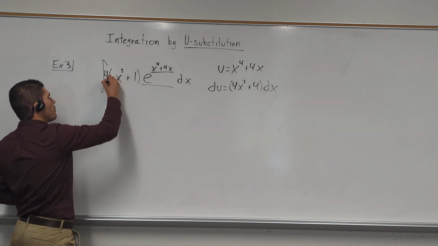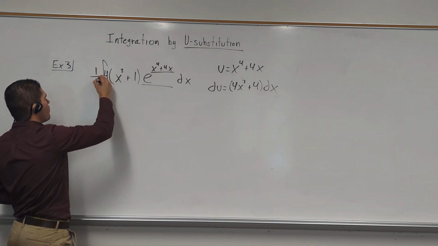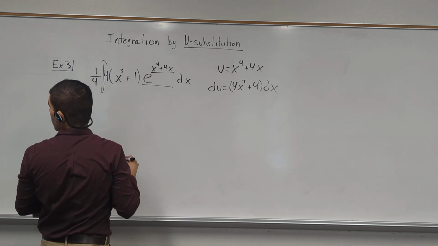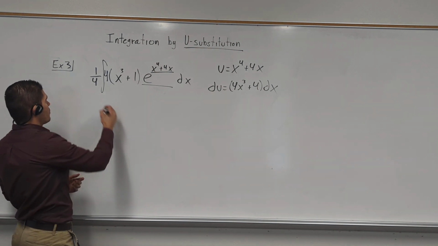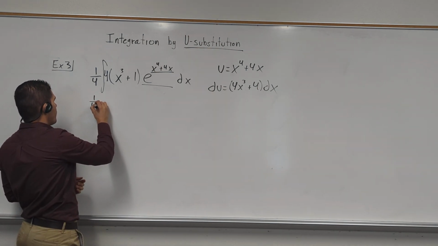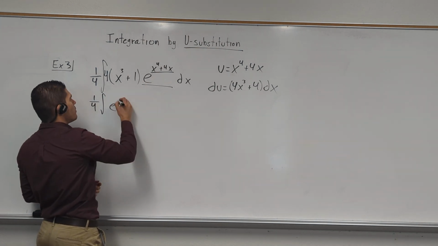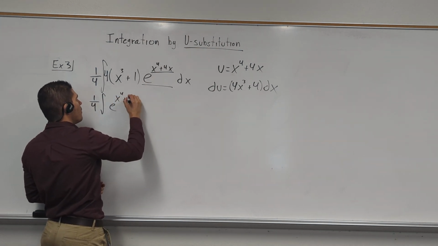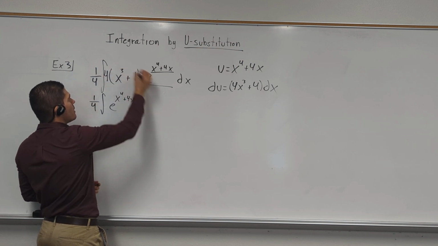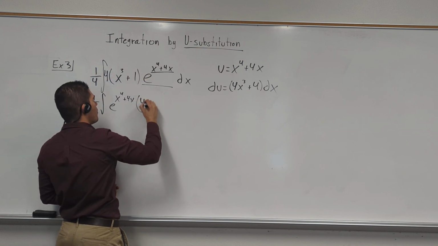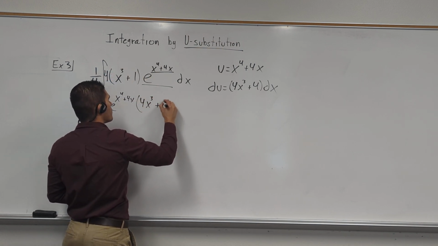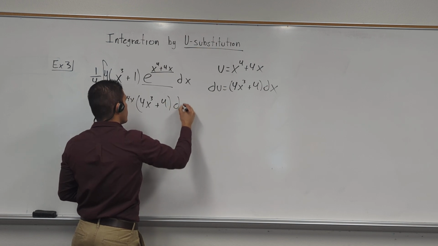I'm going to use that strategy. I'm going to put a 4 there, which would allow me to put a 1/4 on the outside. Okay? So here's what's going to happen. This 1/4 I'm going to write here. I'm just going to rewrite it so you can see it one more time. So e to the power of x to the 4th plus 4x. I'm going to put this in the back and distribute it. So that would be 4x cubed plus 4 with a dx on the back.